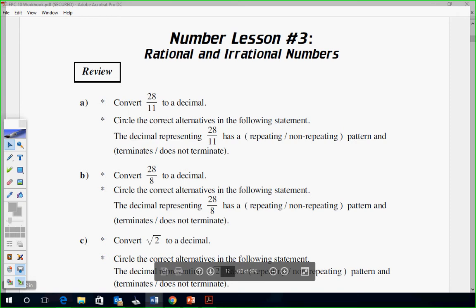So what do you see? Yeah, so it's repeating, right? It's 5, 4, 5, 4. Okay, and then it also does not terminate because it's repeating.